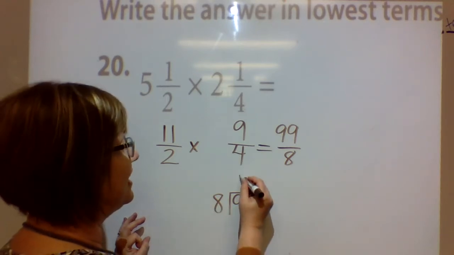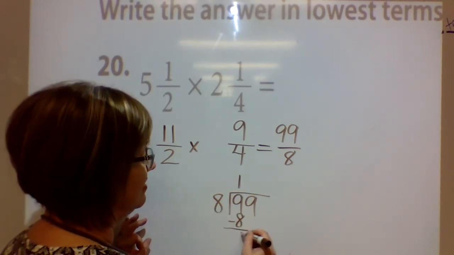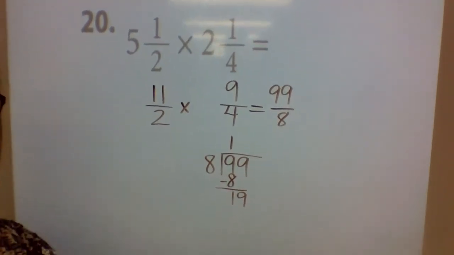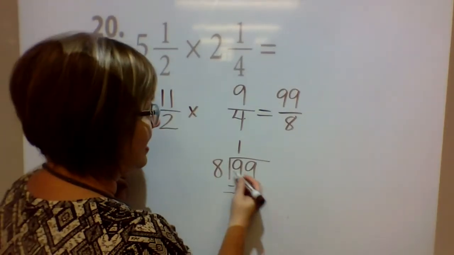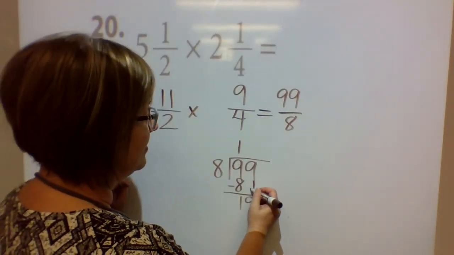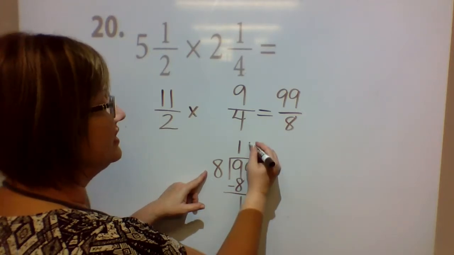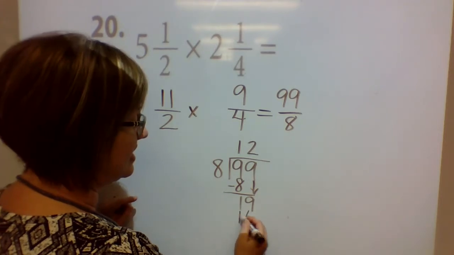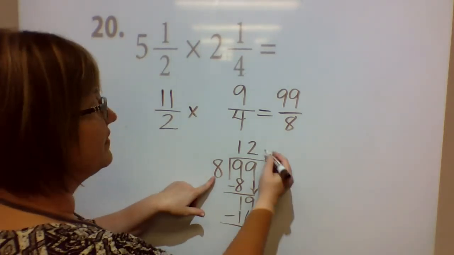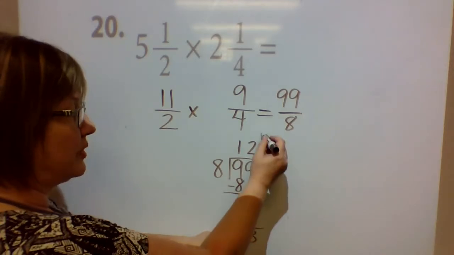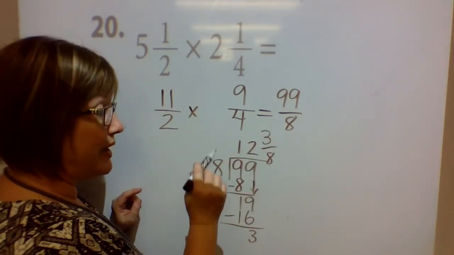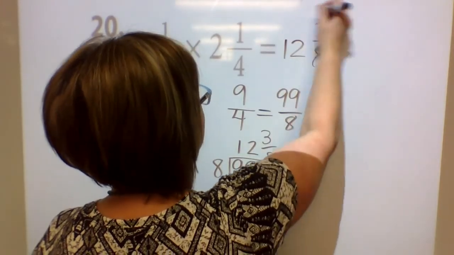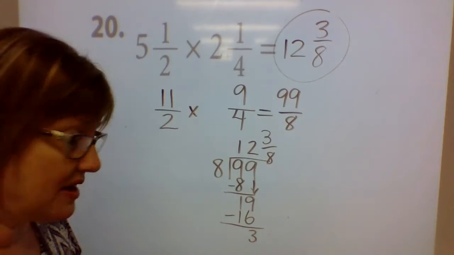8 goes into 9 one time. And we have 1 as a remainder. The remainder is smaller than the divisor, and it is smaller. Okay, so bring down the 9. 8 goes into 19 2 times, because 8 times 3 is 24. That's too much. 8 times 2 is 16. 19 minus 16 is 3. And the divisor is the denominator. The numerator is the remainder. So 12 and 3/8. 12 and 3/8 is our answer. Do you see how we got there?